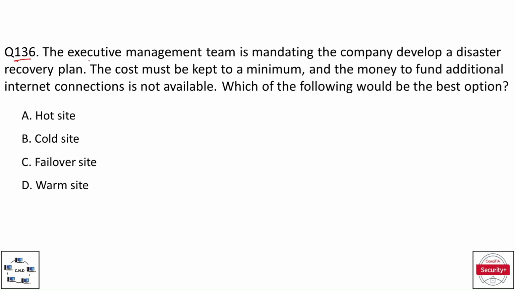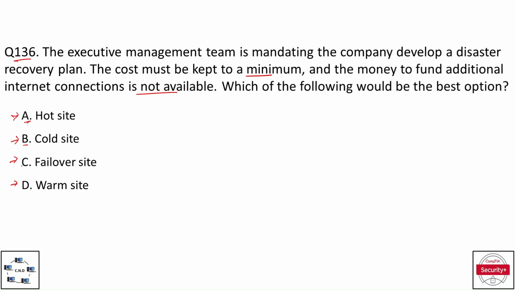Question number 136. The executive management team is mandating the company develop a disaster recovery plan. Cost must be kept to a minimum and the money to fund additional internet connections is not available. Which of the following would be the best option? And the options are option A, hot site, option B, cold site, option C, failure site, and option D, warm site.